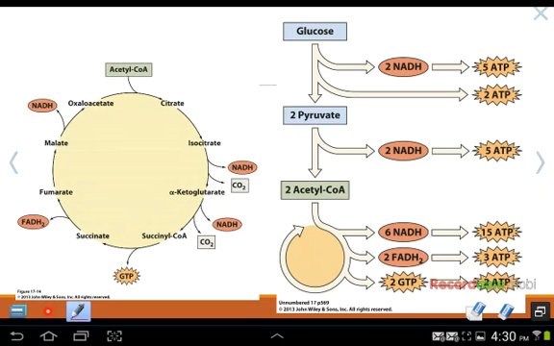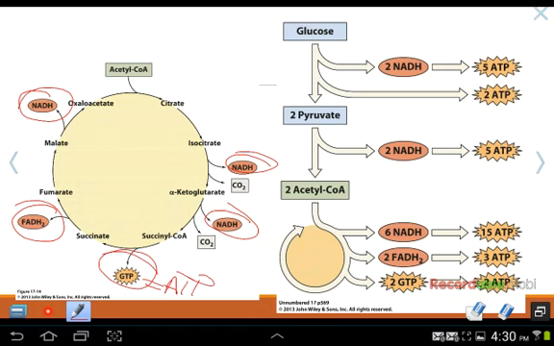Here is sort of an overview of our products of the citric acid cycle. So remember, we're going to form 3 molecules of NADH, 1 molecule of FADH2, a molecule of GTP, which is also kind of synonymous with ATP. We can freely phosphorylate ADP to make ATP, and then we also get our molecules of CO2.